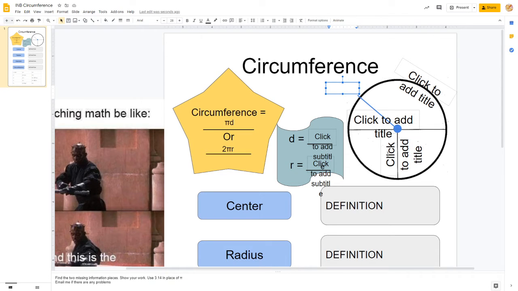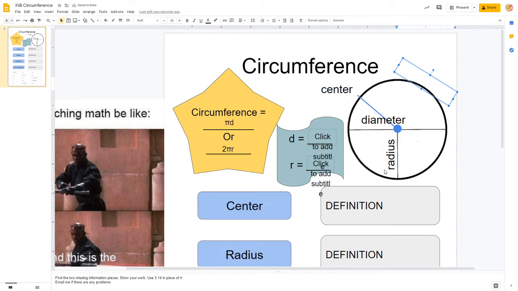Now, over here we have 4 labels we have to add. This label right here that's in the middle is called our center. This long line that goes through the whole circle and the center is called our diameter. This short one is called the radius. And this one that makes the circle is called the circumference.